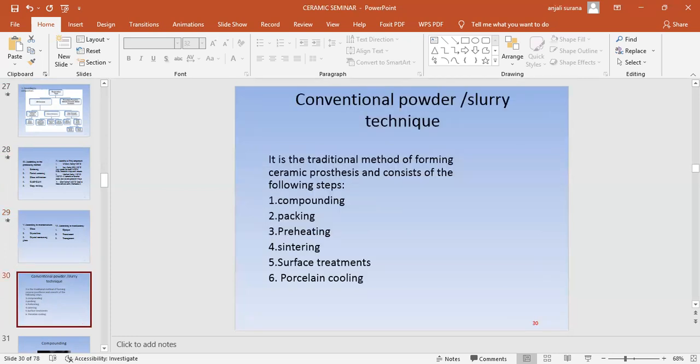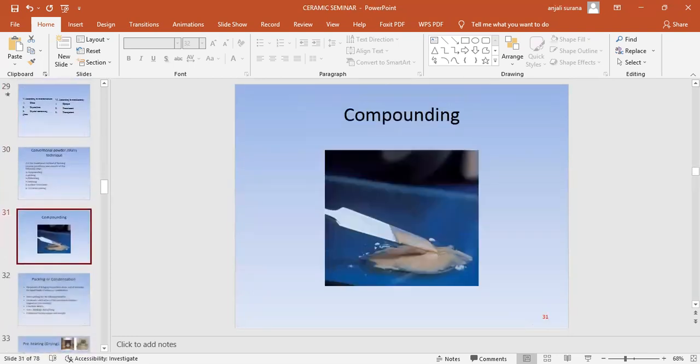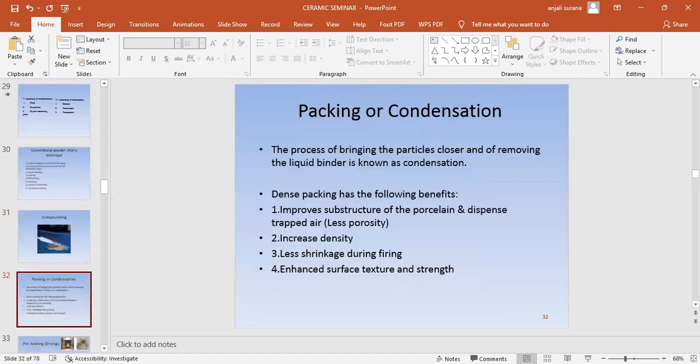Now we are going to discuss the different techniques. So first is the conventional powder or slurry technique. It is a traditional method of forming ceramic processes and consists of the following steps: compounding, packing, preheating, sintering, surface treatment, and post-firing cooling. So first is compounding. Compounding is basically mixing. Next comes packing or condensation. The process of bringing the particles closer and removing the liquid binder is known as condensation.